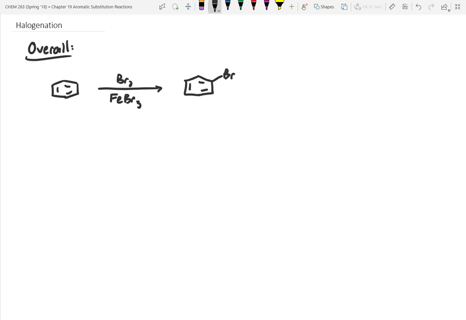So let me just make a note. Br2 plus 2 iron atoms can combine to form 2 iron tribromide molecules.